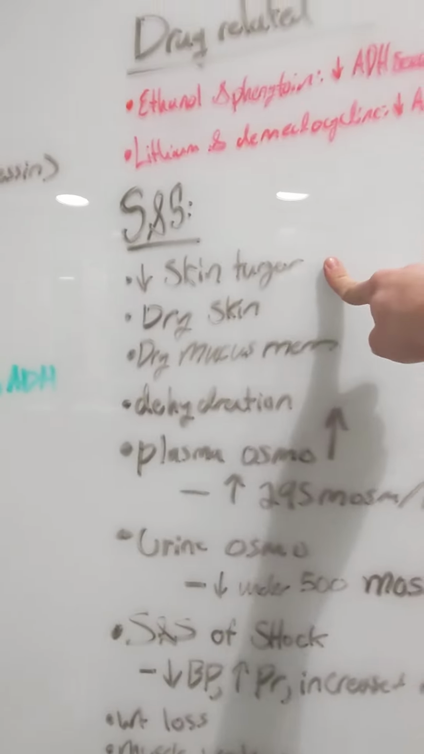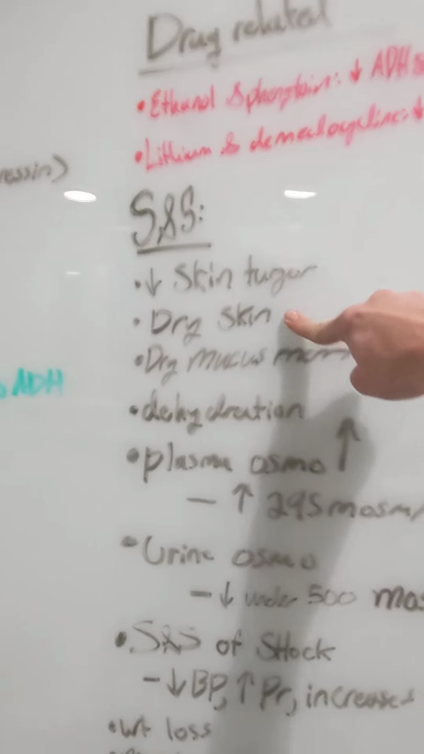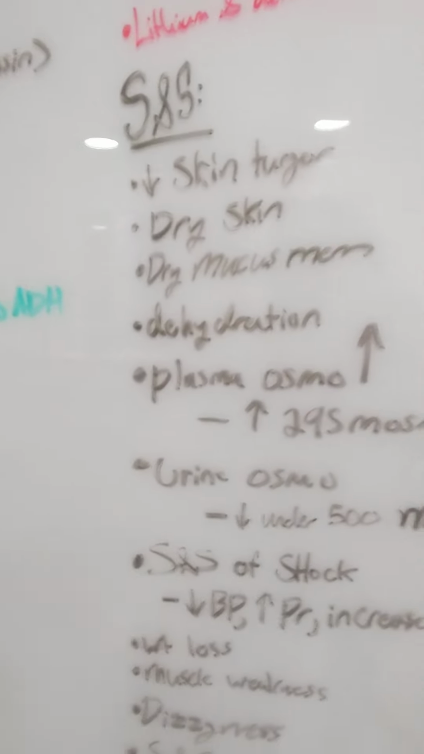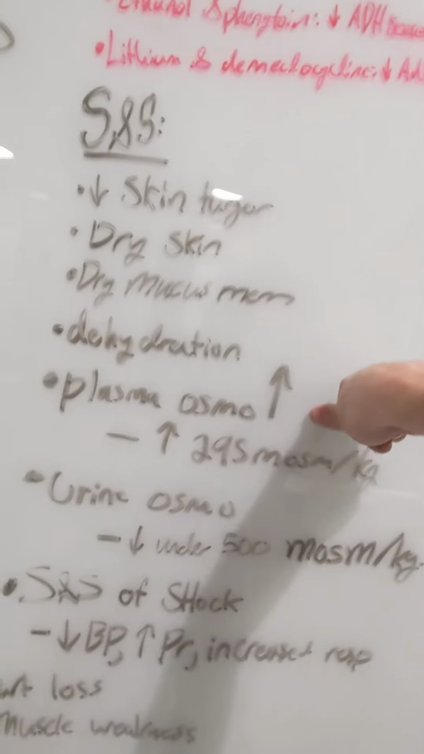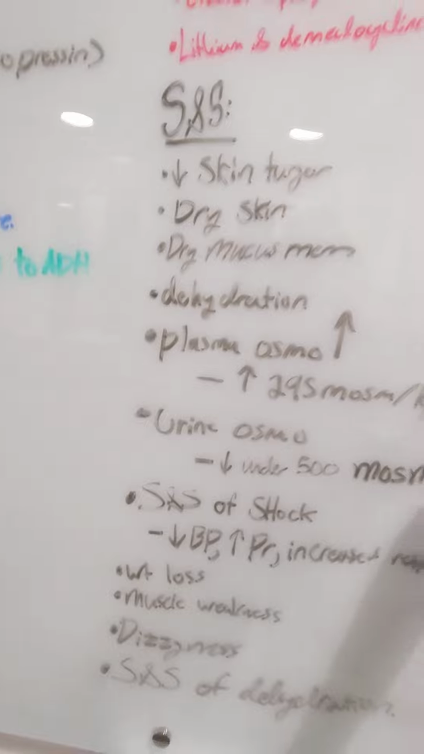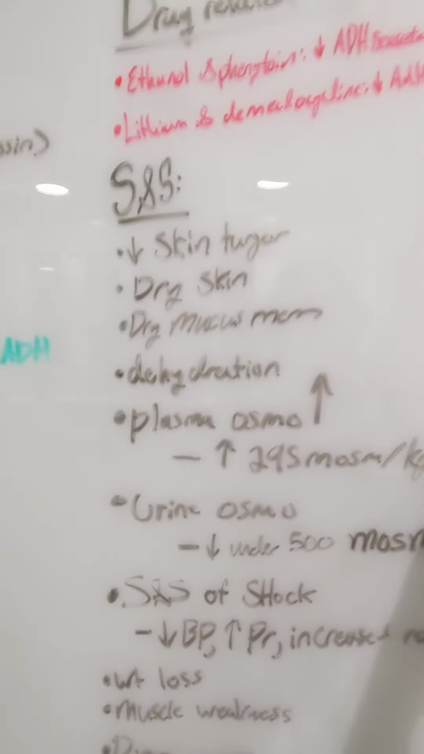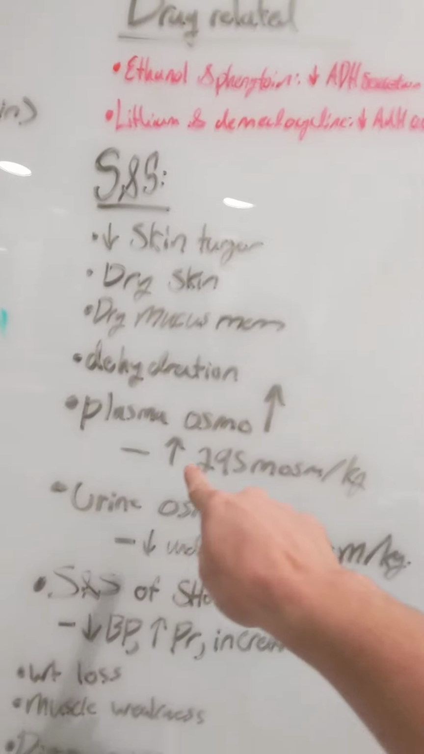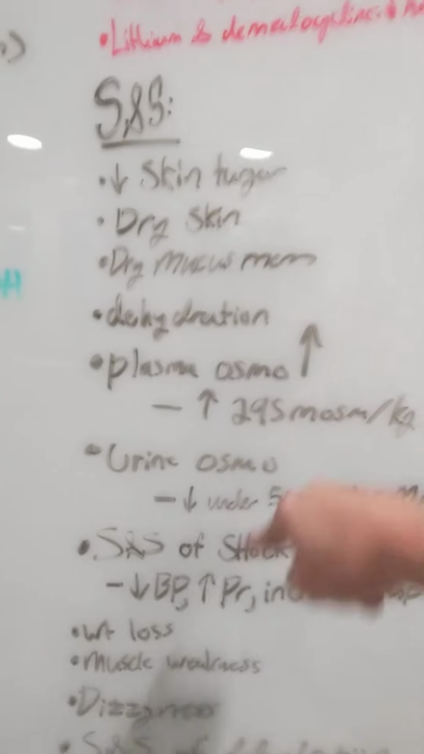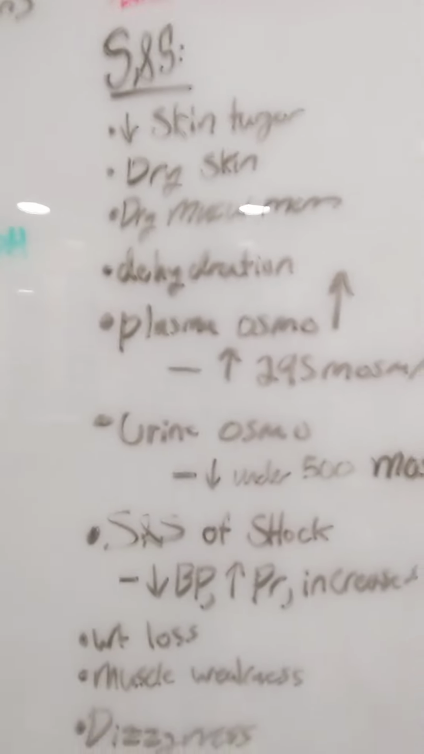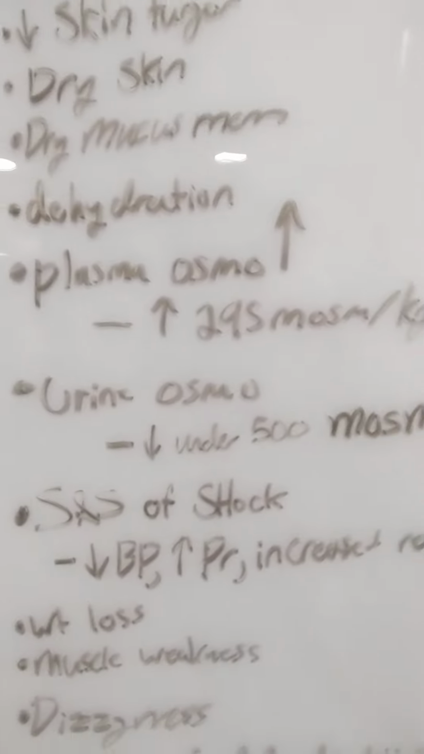Diabetes insipidus, signs and symptoms. Same thing for dehydration. Decrease in skin turgor, dry skin, dry mucous membranes. We're going to have an increase in plasma osmolarity. Normal plasma osmolarity is 295. Urine osmo under 500. It's under 500.